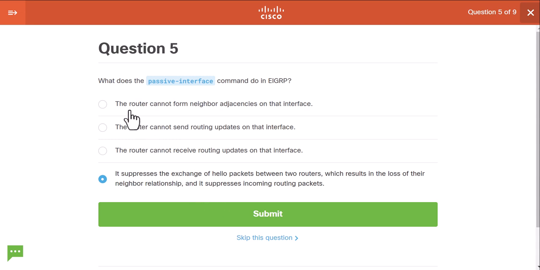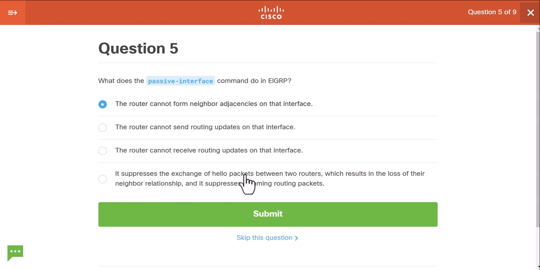Okay, so I think I will still go with option 1, and I will tell why. Because passive interface is an interface level command, right? It is applied to a specific interface, right? And this answer here specifically defines that interface. And this is really correct, right? They cannot establish adjacencies or neighborships on that interface. However, on other interfaces, it can still have active neighbors.